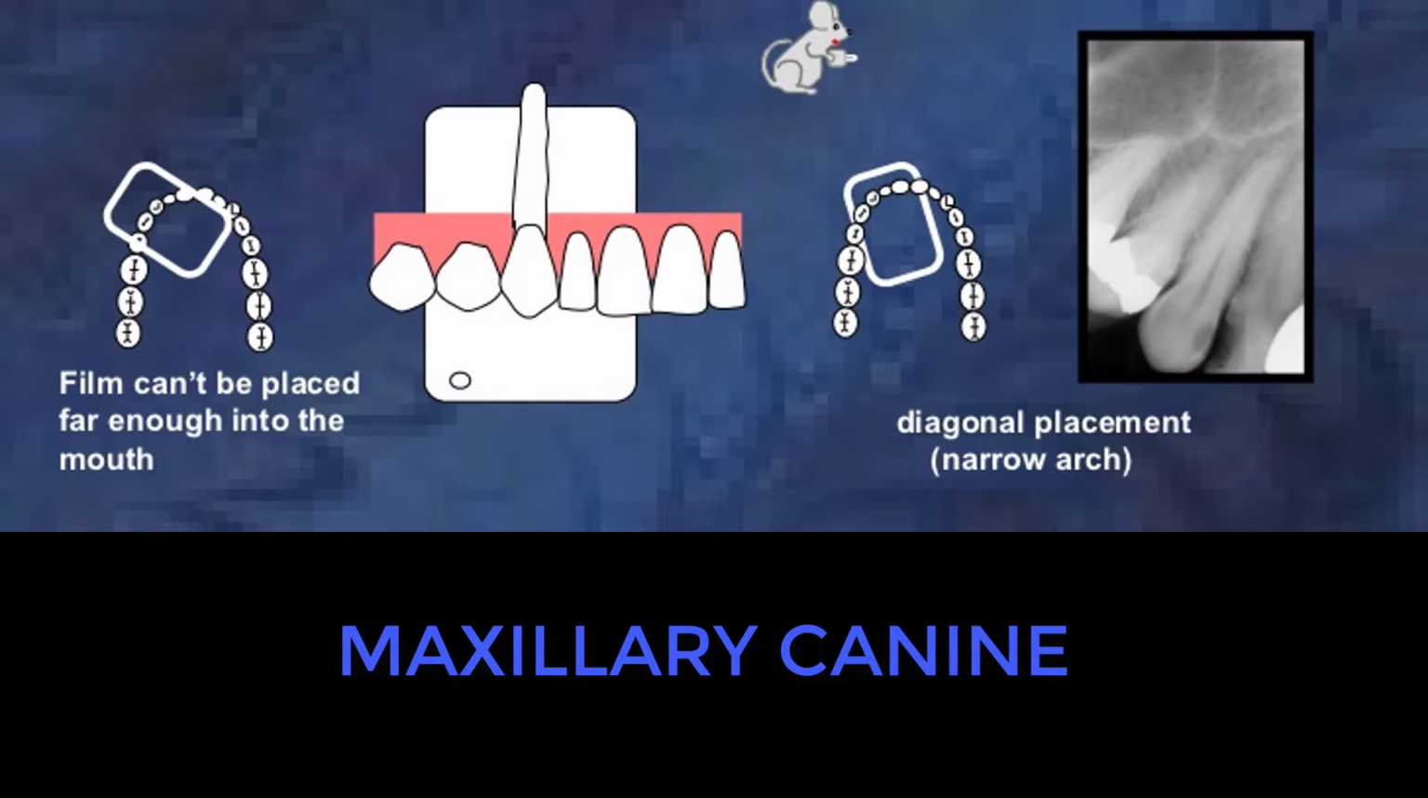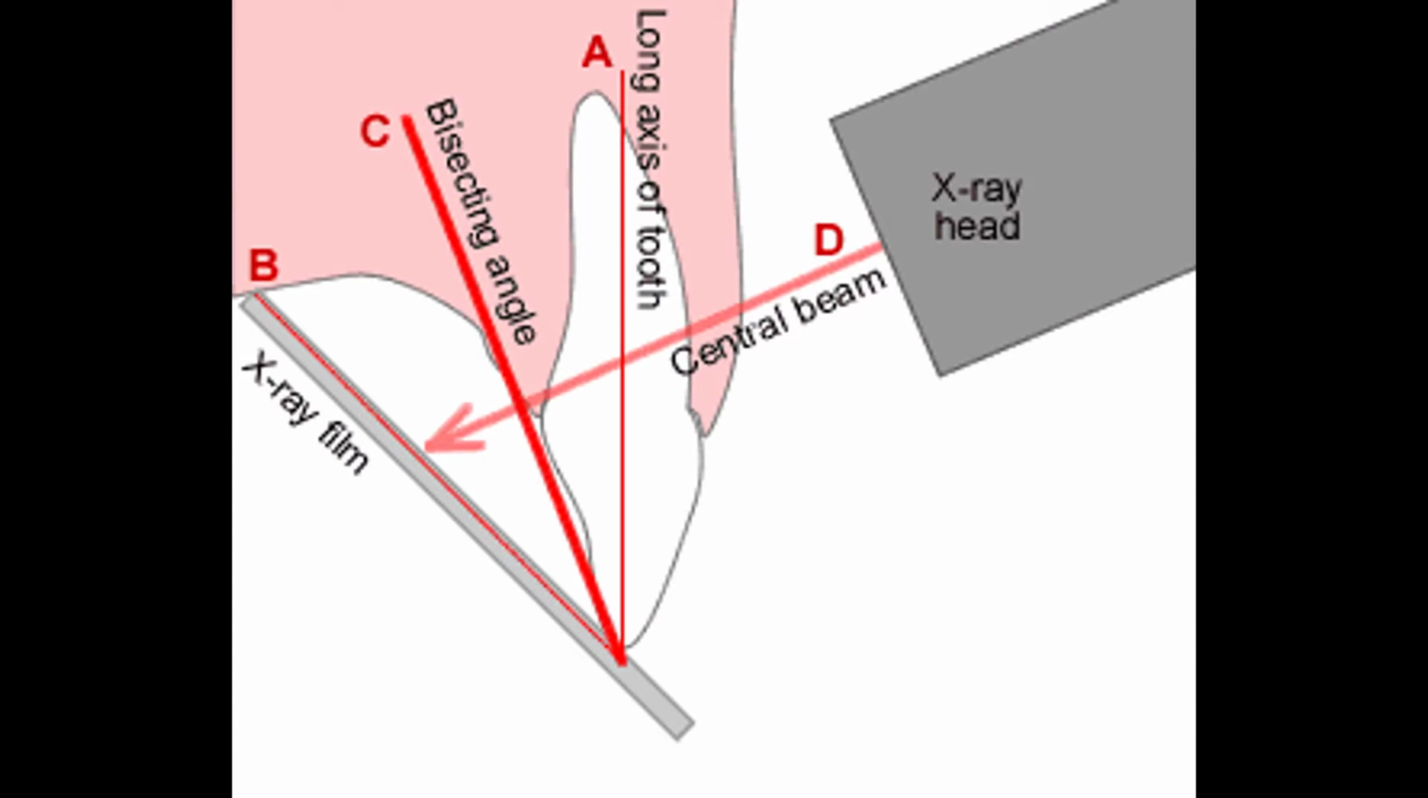For maxillary canine exposures, place the receptor as close as possible to the teeth. Once the receptor has been positioned, direct the central ray to the roots of the teeth and perpendicular to the imaginary bisector and the long axis of the teeth.